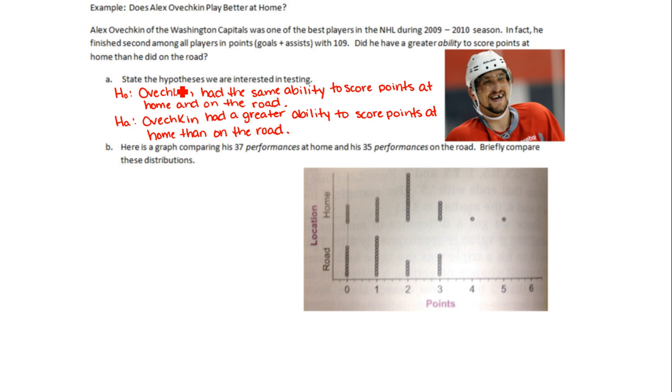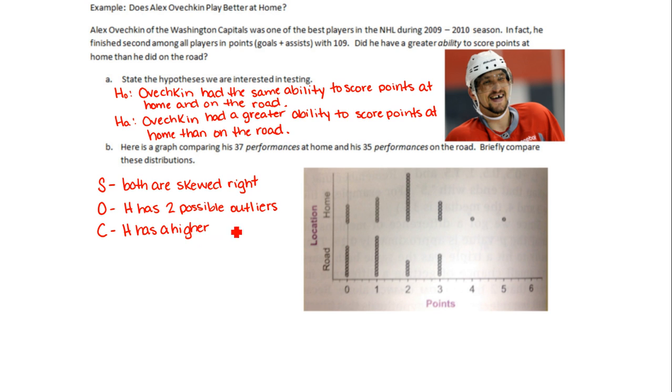So here's a graph of his 37 performances at home and his 35 on the road. Briefly compare the distributions. So the shape, both are skewed right. Outliers. Home has two possible outliers. Our center. Home has a higher median. Remember, since they're skewed, we're using median. And our spread, home has a larger spread, which means he's less consistent at home.